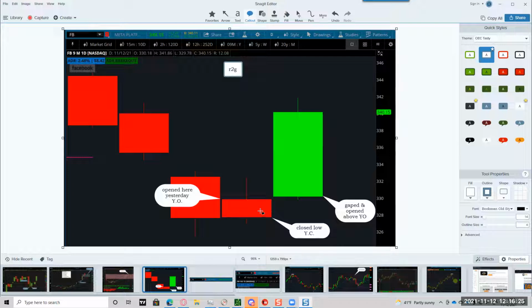We had that. And then we also had inside day. All right. So Thursday was inside of Wednesday's candle. And we were breaking out of both of those today. All right. So we had inside day and R2G. That's what we saw before they opened today. Once the market opened today, we then got an inside day breakout.